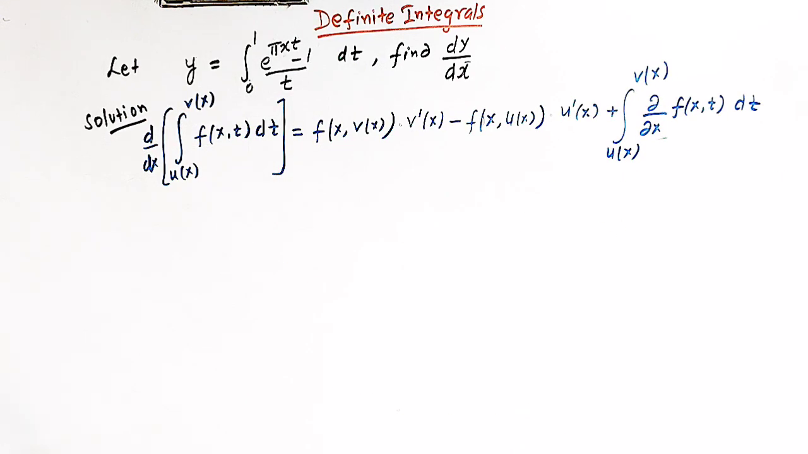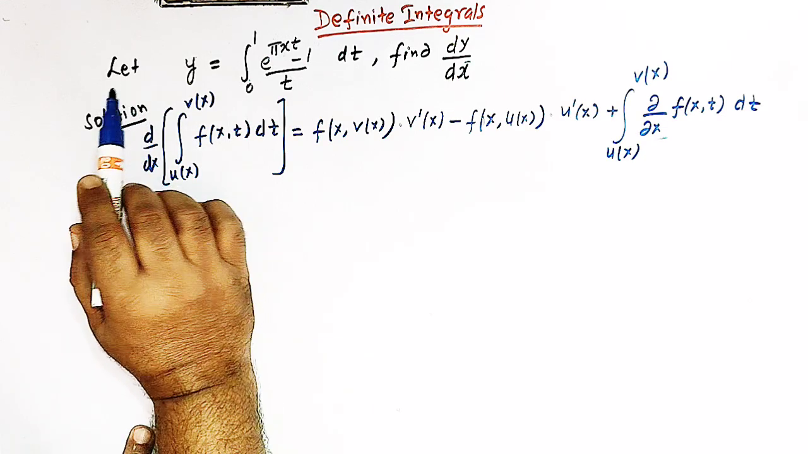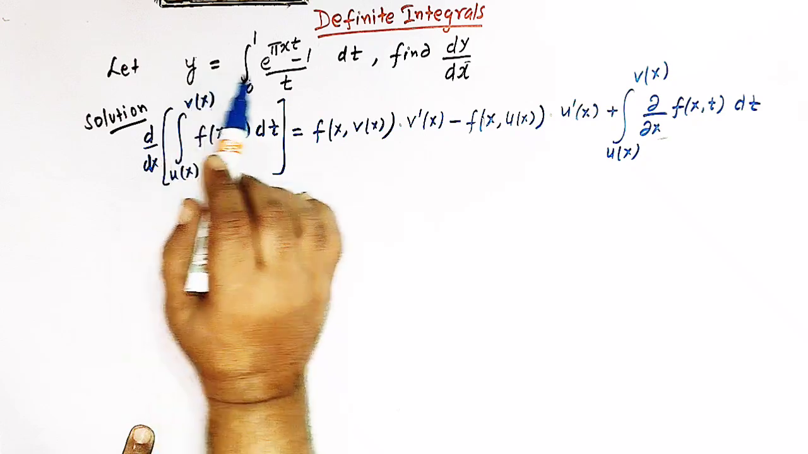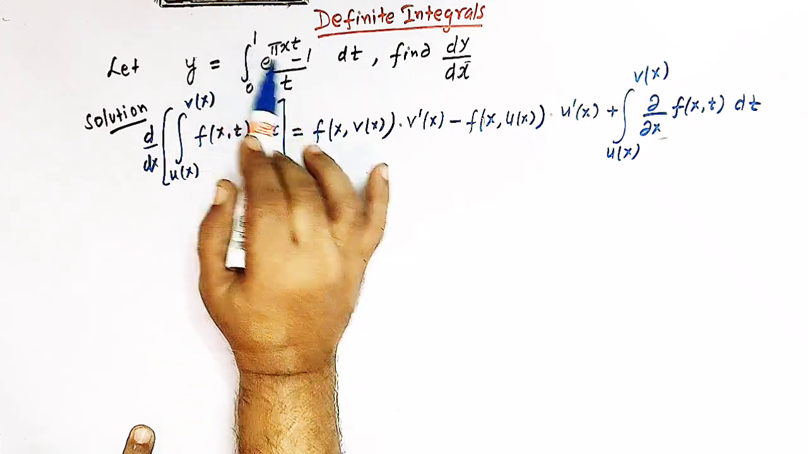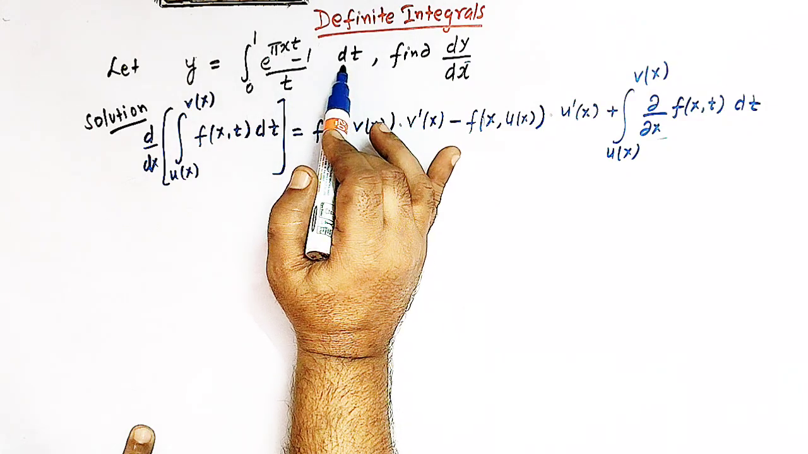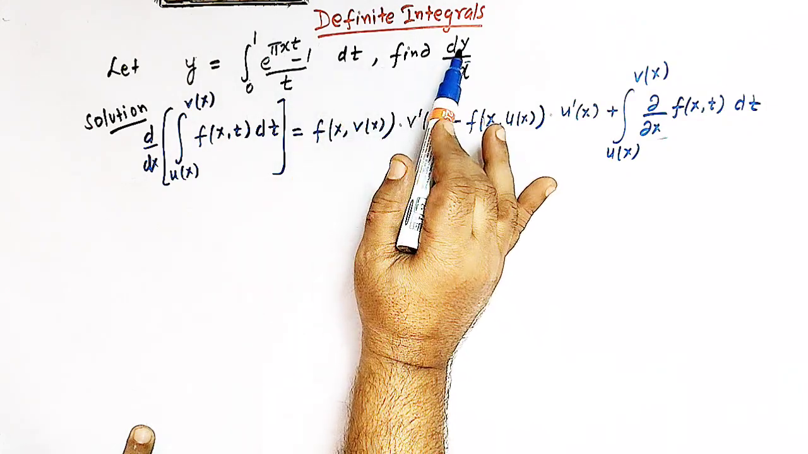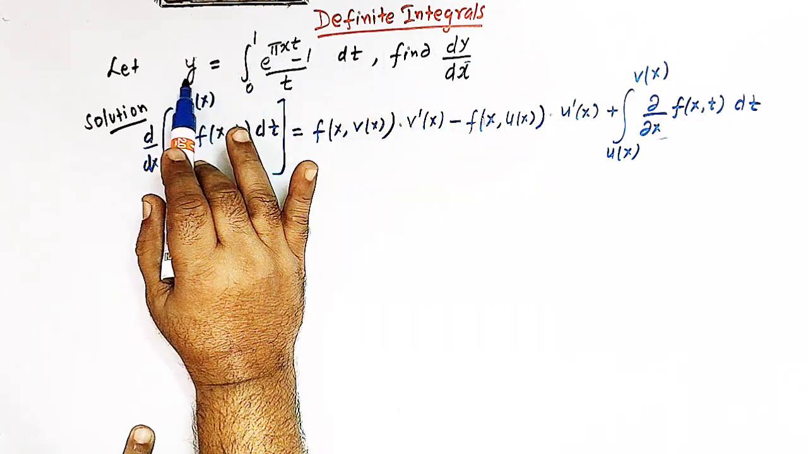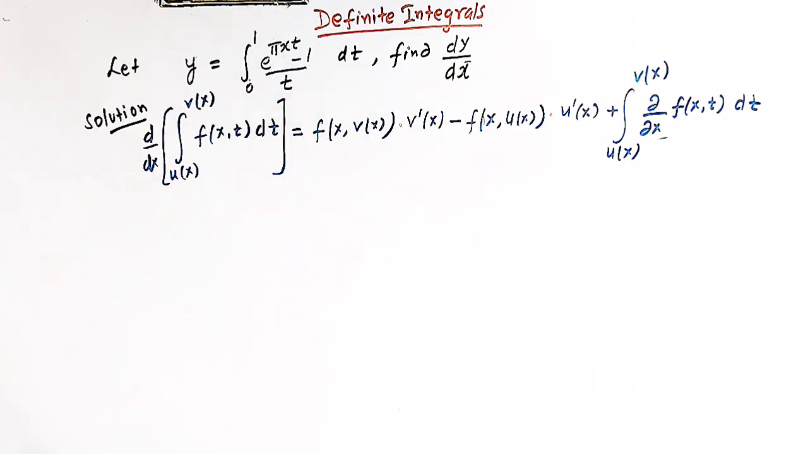So now let us consider one more important problem related to Leibniz integral rule. So here we are given a function y is equal to integral 0 to 1 e raised to pi xt minus 1 over t dt. Then we have to find the derivative of y with respect to x using the concept of Leibniz integral rule.